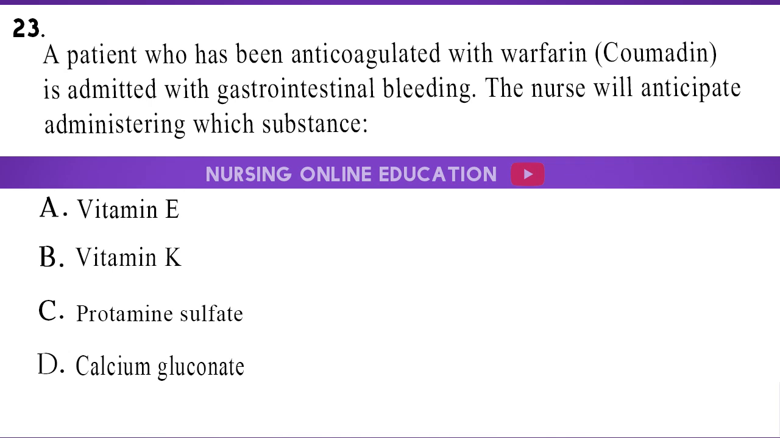23. A patient who has been anticoagulated with warfarin, Coumadin, is admitted with gastrointestinal bleeding. The nurse will anticipate administering which substance? A. vitamin E, B. vitamin K, C. protamine sulfate, D. calcium gluconate. The answer is option B, vitamin K.